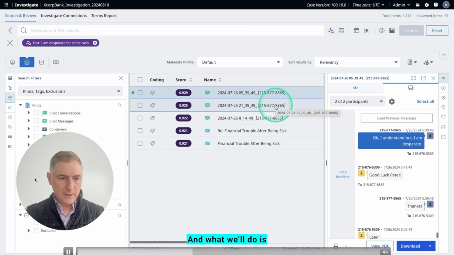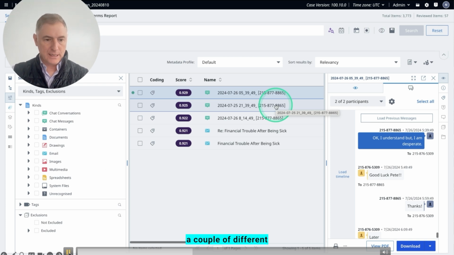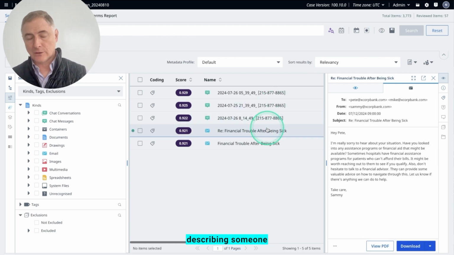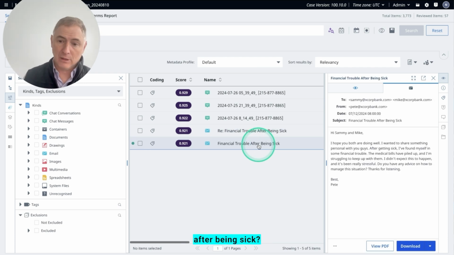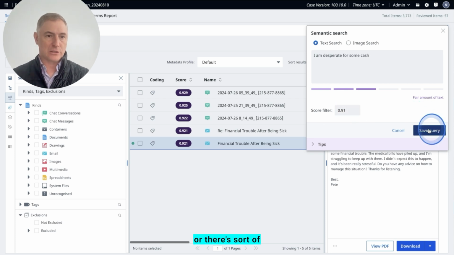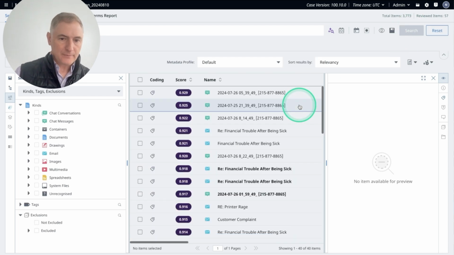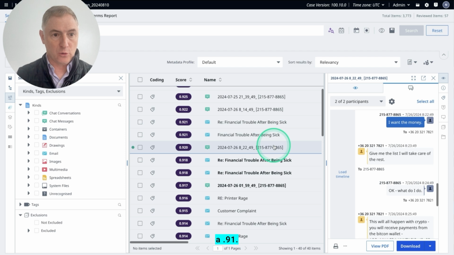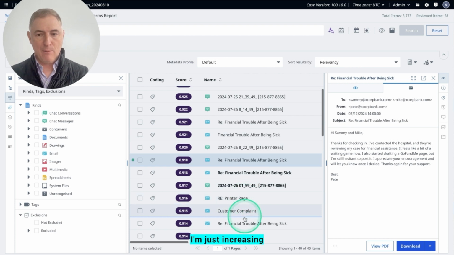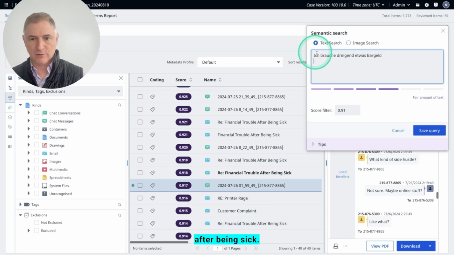And so here, we've jumped in. And what we'll do is we'll pop this over here, keep moving myself around. As you can see, what we've found is a couple of different things around, you know, got any ideas for quick cash, or an email describing someone that's in financial trouble, or I'm in financial trouble after being sick. It doesn't necessarily say I'm desperate for cash, but it does say that I need money, or there's all of those different words that I may or may not have found that were associated with a keyword search. And so here I've expanded that. So I went from a 0.92 to a 0.91, and I've started to bring in more scope. And so again, no reindexing, no rework. I'm just increasing the effectiveness of my investigation. So all the way down now, I'm looking down, financial trouble after being sick.